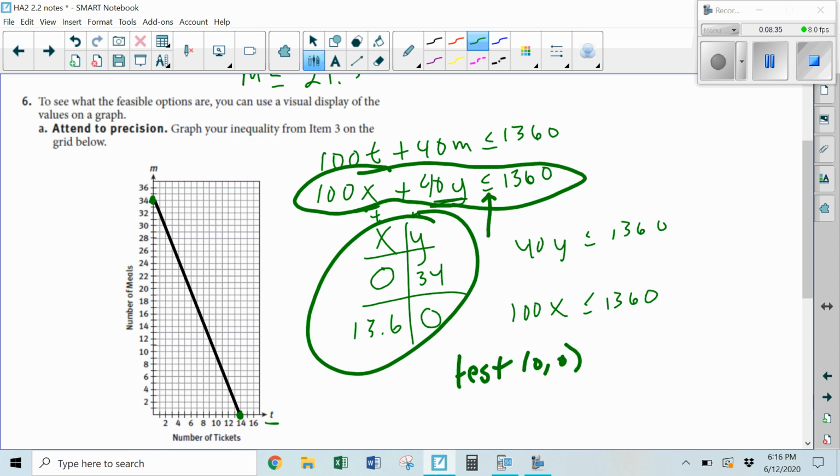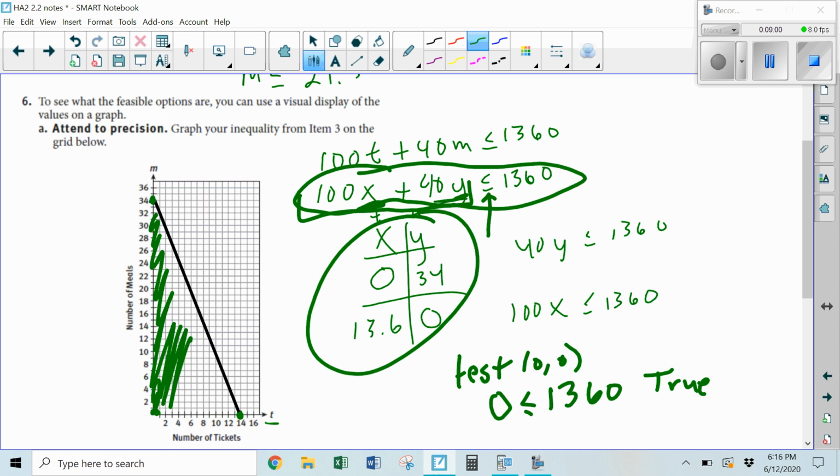So let's test it. If I plug in a 0 for x and a 0 for y, what do I get on the left side? I get 0. What do I get on the right side? 1360. Is this statement true or false? 0 is less than 1360. That's true. So wherever 0, 0 is, which is right here, that's true. I want to shade this side of that line. Okay, so we graph it first using intercepts. Then we pick a test point that helps us shade it.